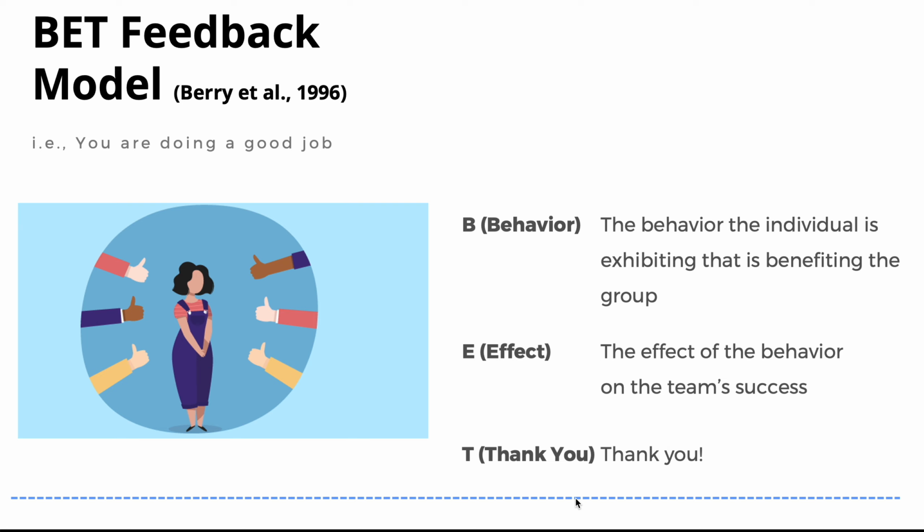Again, it doesn't take a lot of time, but it very clearly tells the individual what it is that they're doing so they know to keep doing it. It tells them how that behavior is having an effect so they can really see the consequences of their good behavior, particularly as it might relate back to our unit goals or our organizational goals. So here you can see how feedback plays an important role in strategic congruence. And then we just tell them thank you because, hey, we all just need to say thank you from time to time.